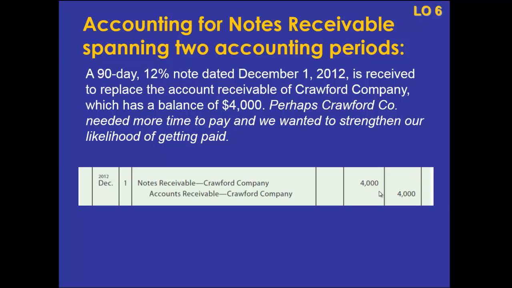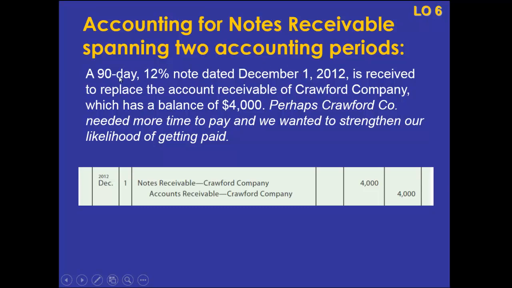So what we're going to do here is look at a different scenario. This is a totally different company here. This is Crawford Company. Same scenario. We're going to extend the period of time that they are going to have to pay us, and we're going to change this into a notes receivable. Now, notice this is December 1st, and we can assume we're a calendar year company here. So when we get to the end of the year, it's going to be on December 31st.